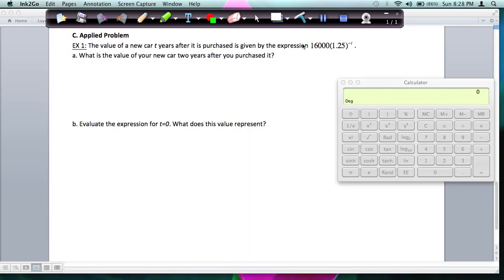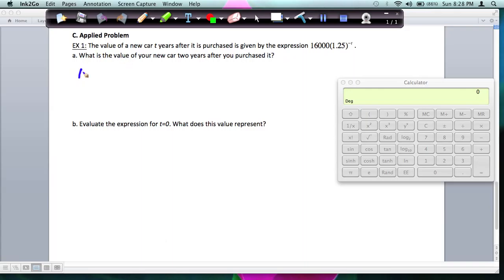Let's look at this last example. We're going to talk about the value of a car t years after it's purchased, and it's given by this expression: 16,000 times 1.25 raised to the negative t power. And it says, what is the value of your new car 2 years after you purchased it? So what that means, t stands for time.